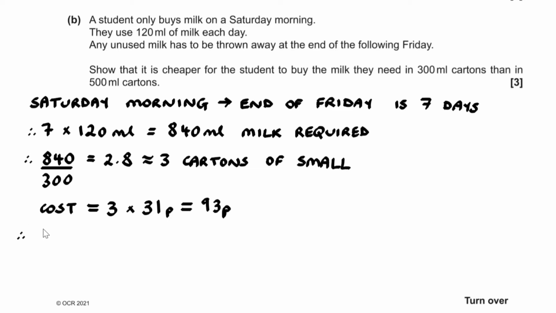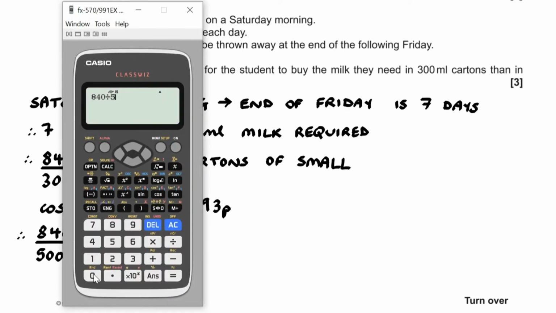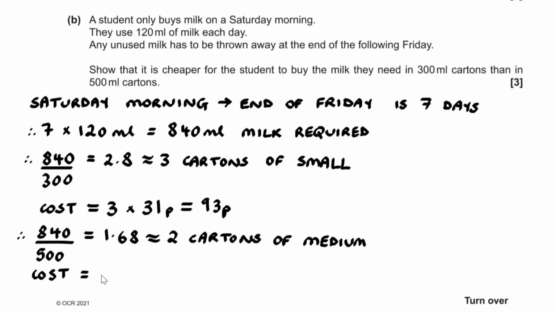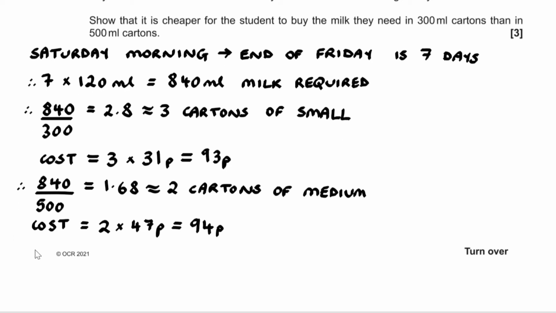And if I work out the 840 divided by the 500, what we get in total is 1.68, which means we require 2 cartons of medium, and the cost of this will equal 2 times by 47p, which is equal to 94p. So which is cheaper? The 300 milliliters would be cheaper.